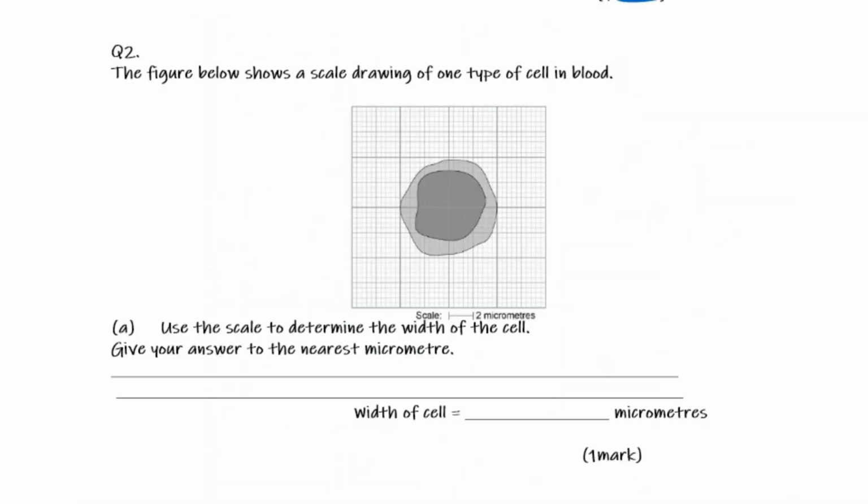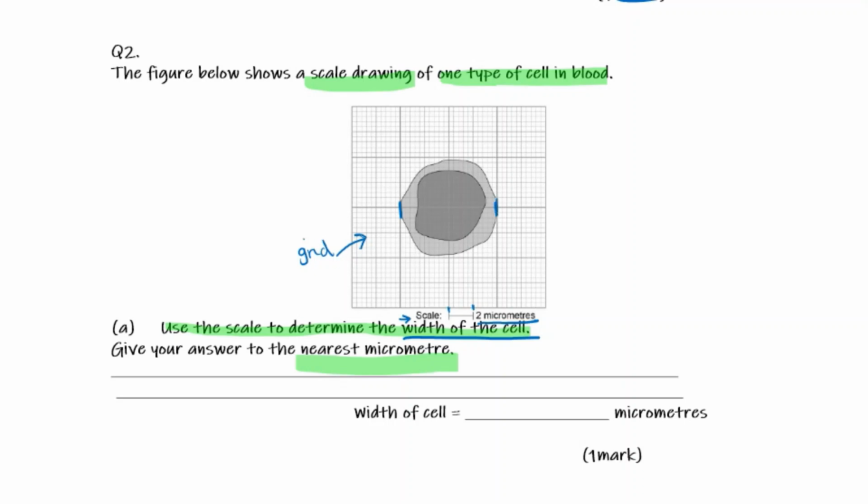Question 2. The figure below shows a scale drawing of one type of cell in blood. Use the scale to determine the width of the cell, and you have to give your answer to the nearest micrometer. Look closely, we can see the diagram is represented on a grid. The grid also has a scale. The scale starts at this point and ends at this point, and that is equivalent to 2 micrometers. Using this information, we must find the width of the cell. The width of the cell is represented by these 2 marker points.